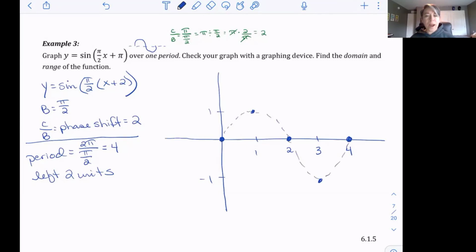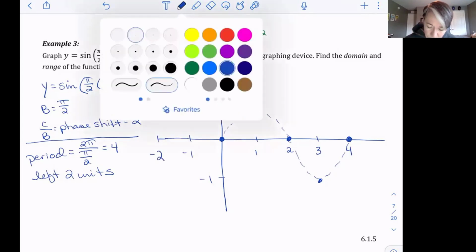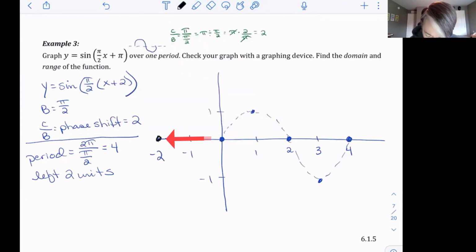So this first graph only deals with our amplitude, if there was a change, which there wasn't, and our new period. So now we have to do our phase shift. So we have to move everything to the left 2 units. So -1, -2. Everything gets shifted 2 units left. And that's our final graph.